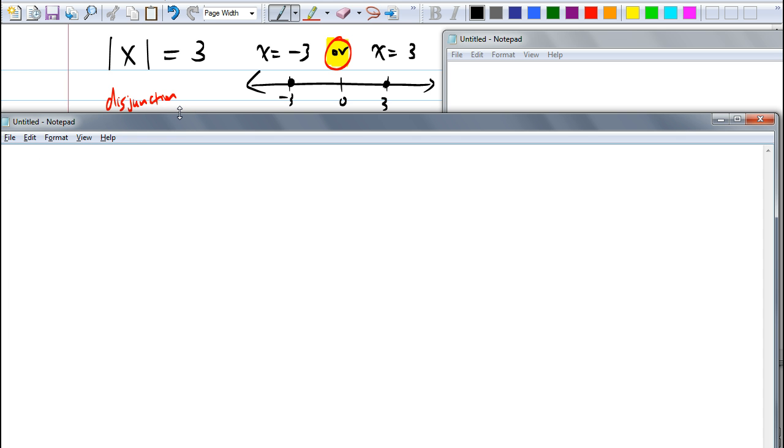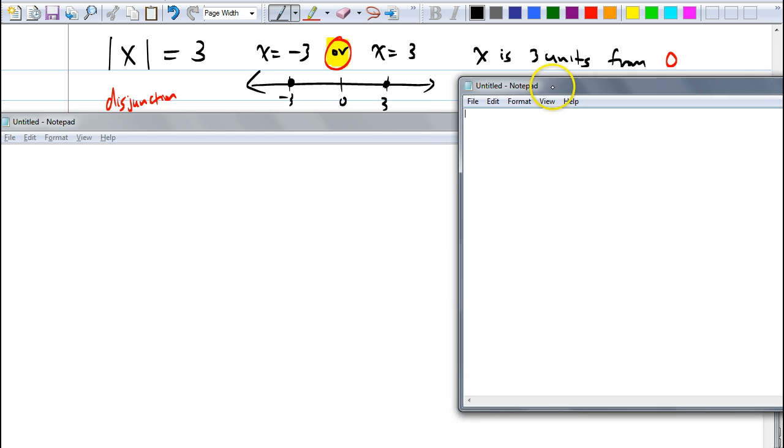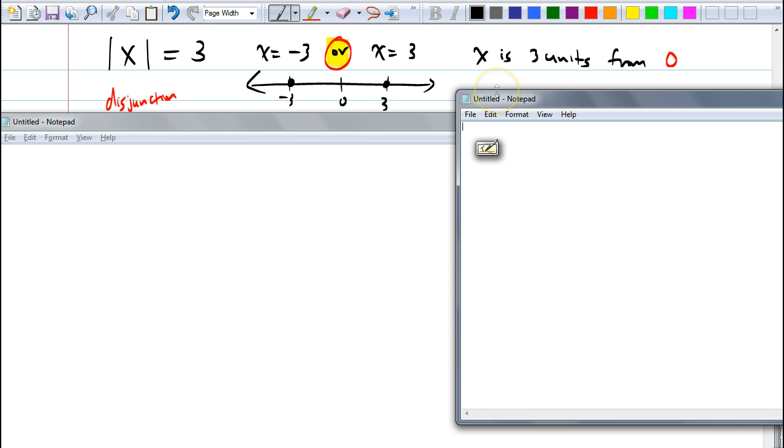This is sort of obvious why this is "or", because if it was "and", it wouldn't make any sense. A number can't be 3 and -3 at the same time. So this one we know why it's "or". Now, as we said before, maybe you learned it last year or the year before, do you remember in terms of distance? Look at the number right in the middle. The distance from x is 3 units from 0. That's how we say it.